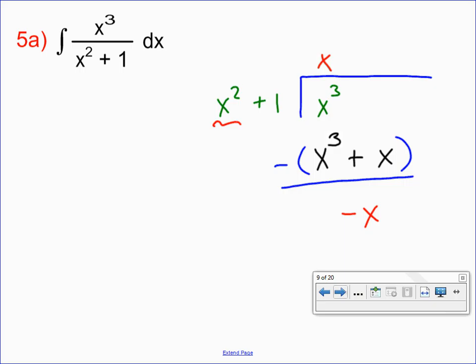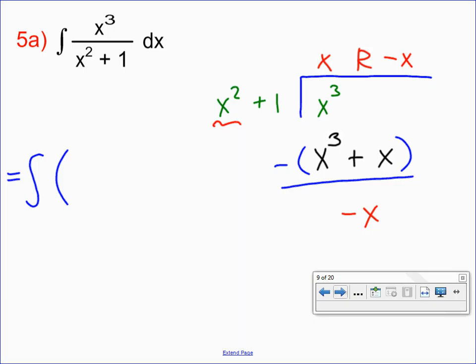And now x squared goes into x how many times? It goes into negative x how many times? None. So we've reached the end of the road, which means this is my remainder. So it looks like x with the remainder of negative x. Well, we can rewrite this now. My original integrand, x cubed over x squared plus 1, as x minus x over x squared plus 1. So we've used polynomial long division so that we can rewrite my original integrand and see now if we can handle it using rules that we already have developed.